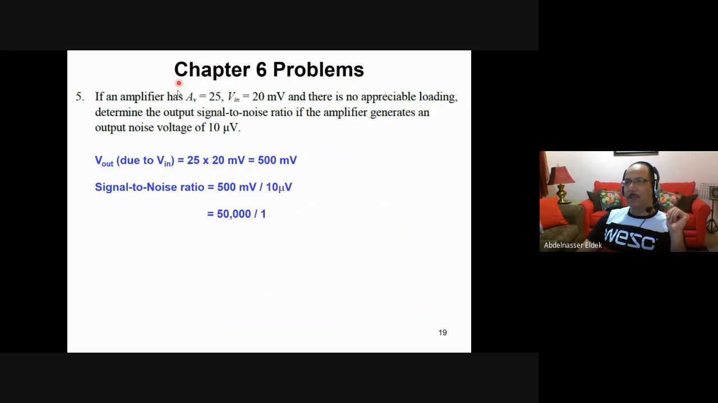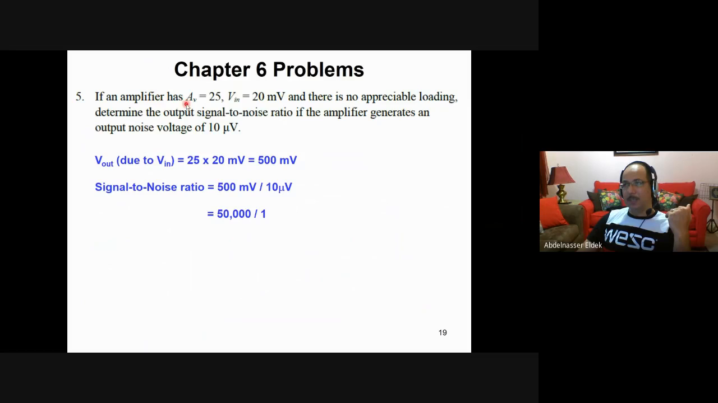If we have an amplifier with AV equal 25 and the input voltage is 20 milli, there is no load. Find the output signal to noise ratio if the amplifier generates an output noise of 10 microvolt. So this is the output noise. The noise is 10 micro. Okay, so we have to compare it to the output signal.